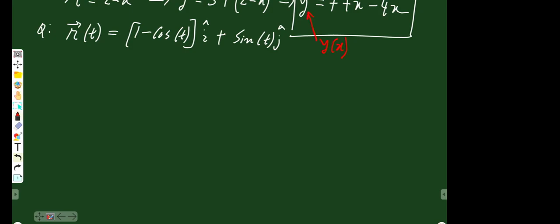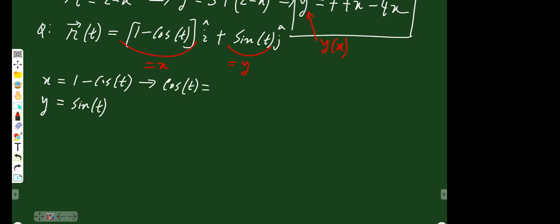This is your x and this is your y, each as a function of time. So you write x is equal to 1 minus cos t, and y is equal to sin t. Now from here you make cos t the subject. You get cos t equal to 1 minus x, and sin t is equal to y.